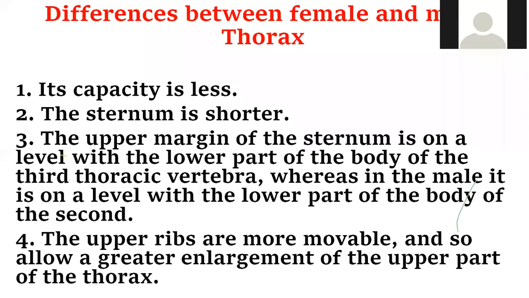Then, talking about the cavities, I told you we have cavities of the body. Basically, we have the ventral cavity, which is also known as the anterior cavity, and we have the dorsal cavity. The ventral cavity consists of the thoracic cavity and the abdominopelvic cavity, while the dorsal cavity consists of the cranial cavity and the spinal cavity. I don't know if I've answered your question.